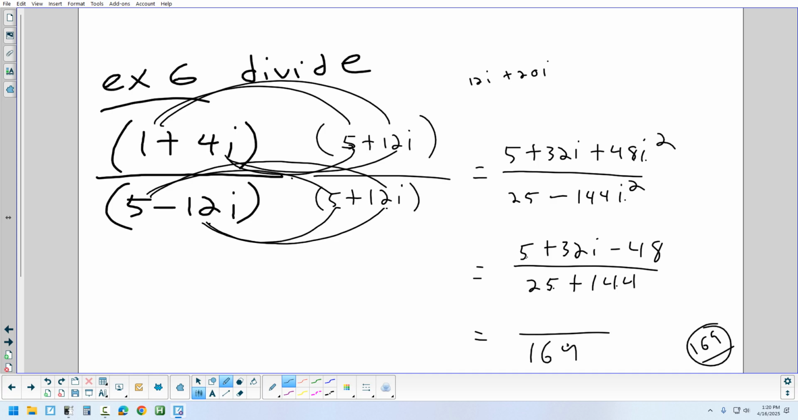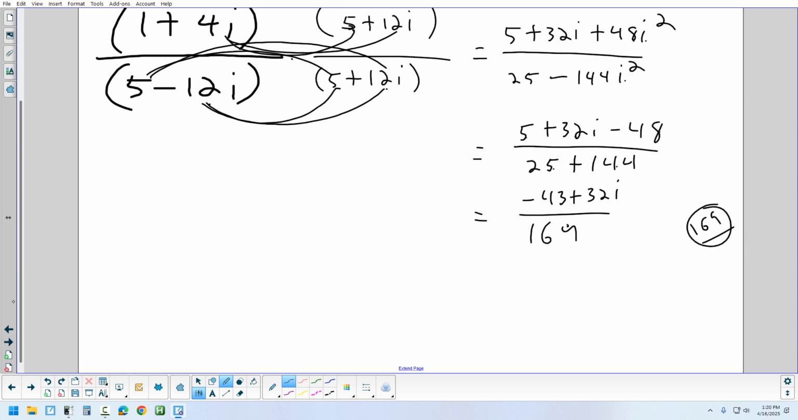What's 5 minus 48? Or think of 48 minus 5 and make it negative. Negative 43 plus 32i. And now my last step is just to separate that into a real and an imaginary.